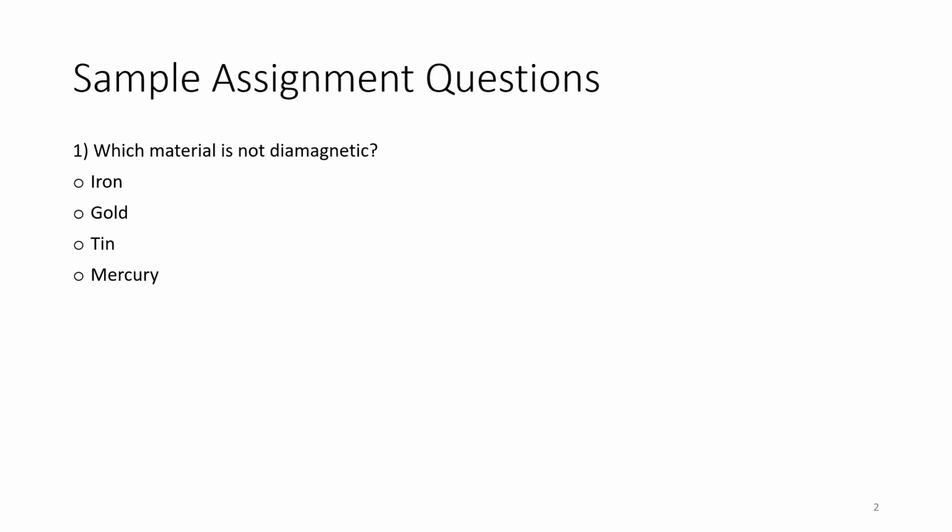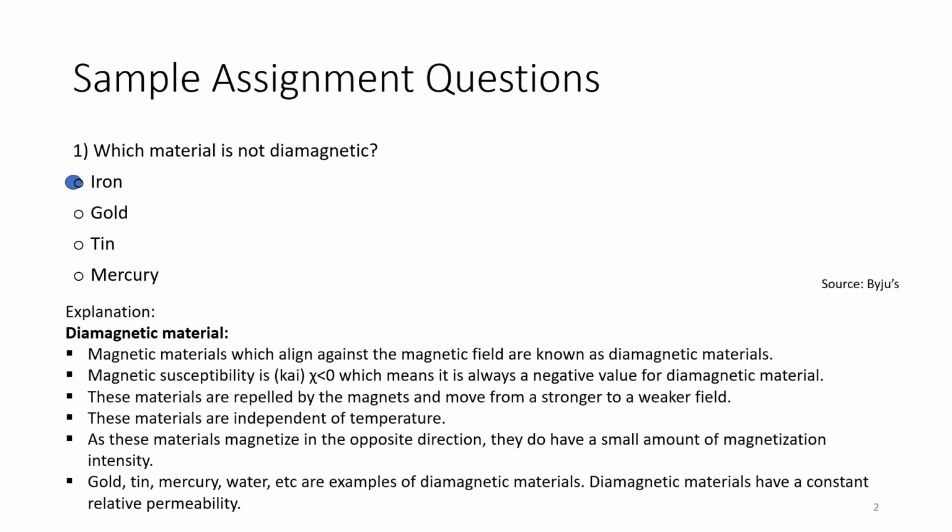Okay, so first question is which material is not diamagnetic? Your options are iron, gold, tin, mercury. So out of these, all are diamagnetic except iron. Iron is ferromagnetic material. So what is the definition for diamagnetic material?